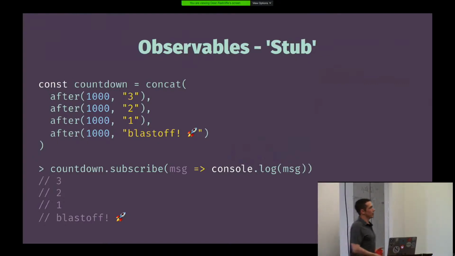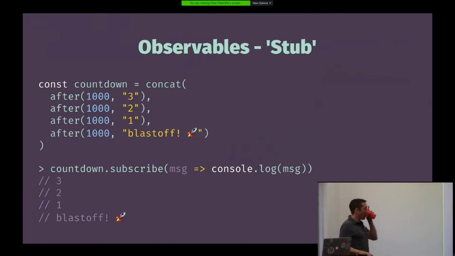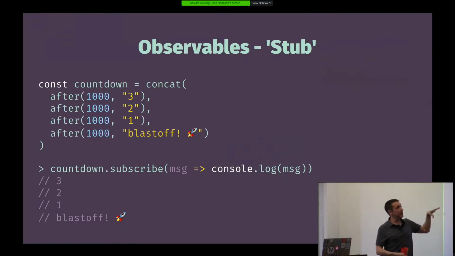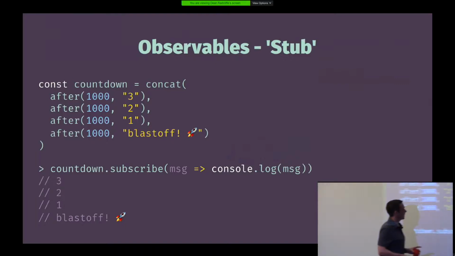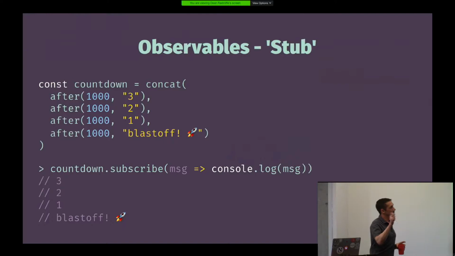Yes, Zeke. What's concat? Concat is making a concurrency decision for you that says, rather than having all four of these run simultaneously, you get 3, 2, 1, blast off in sequence. If they were arrows, they would be concatenated arrows. After returns an observable, concat returns a larger observable. Yep, exactly. So that's a good property to have.